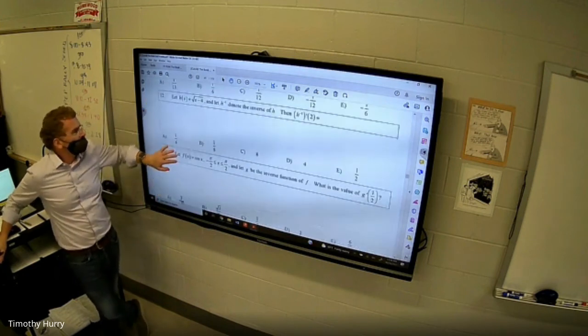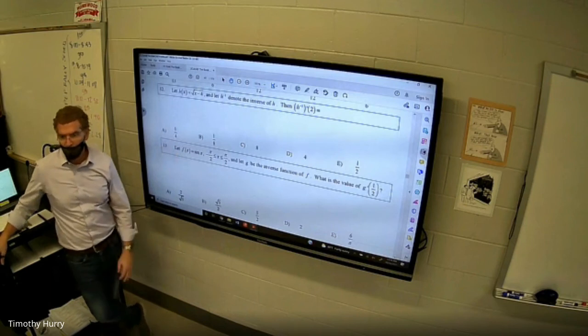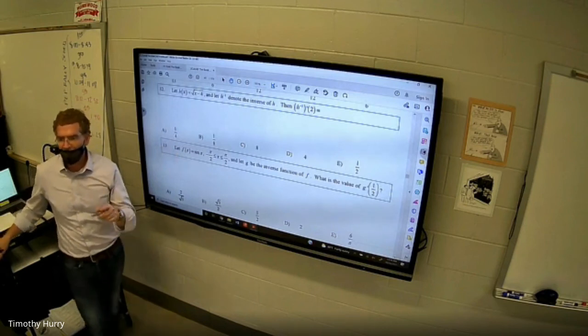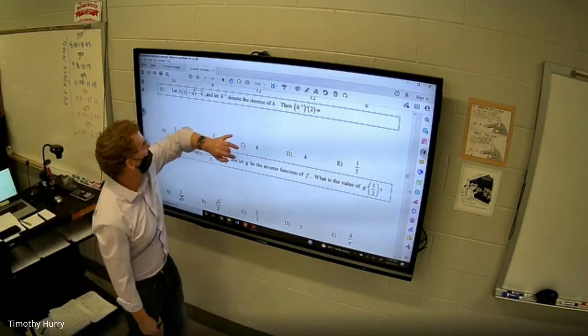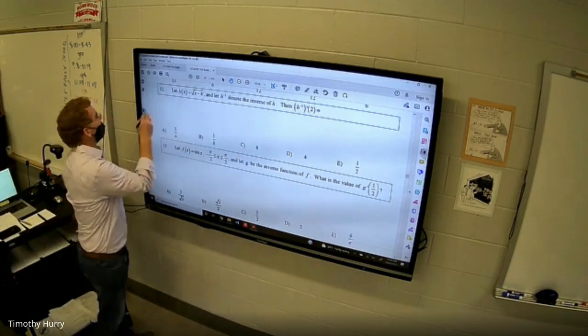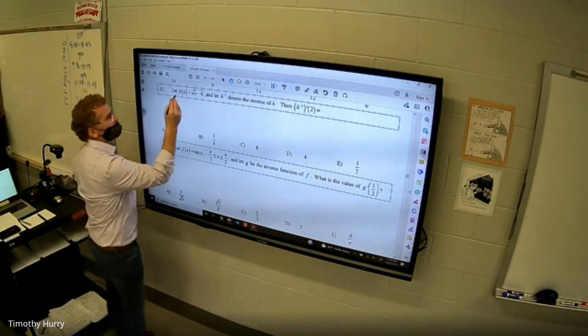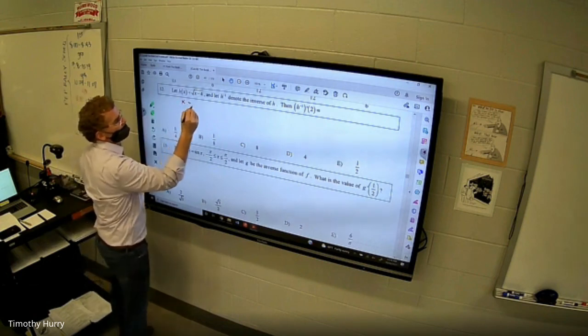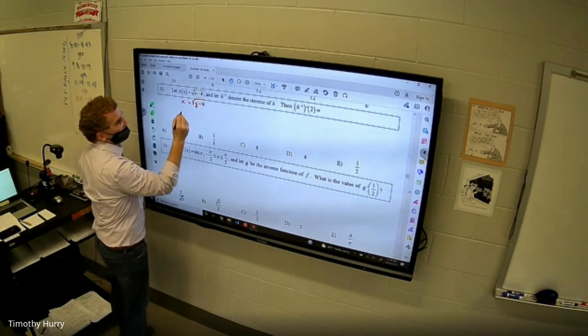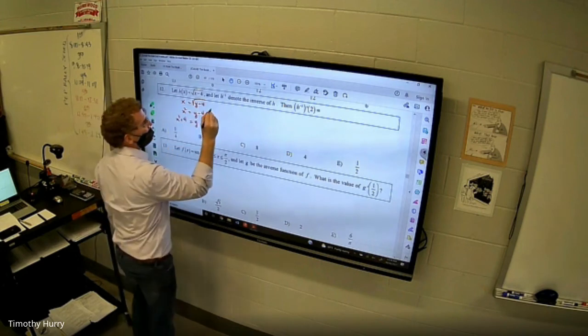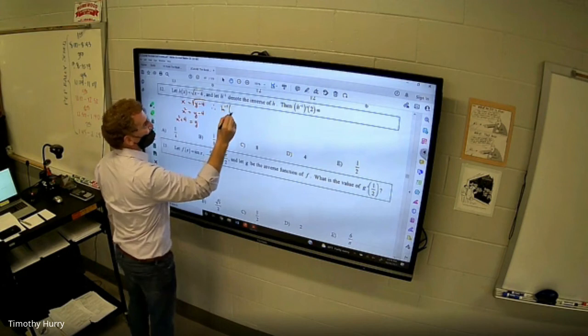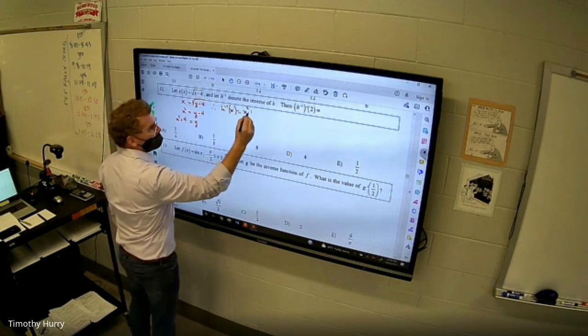What about number 12? It's funny to me, people will miss number 12, and they can find the derivative. Watch this. This says, what is the derivative of the inverse of h? Well, I can find the inverse. Look, switch the x, square both sides, add a 4. So the inverse is just this.